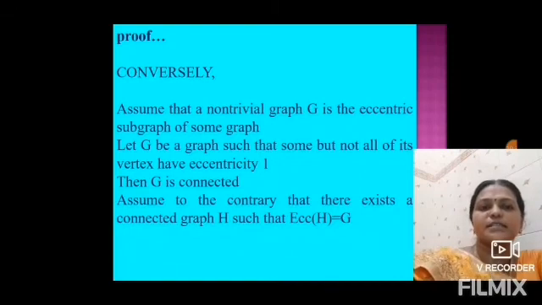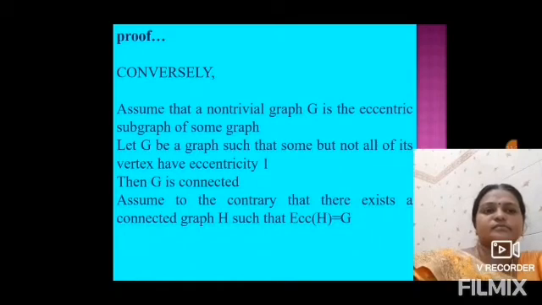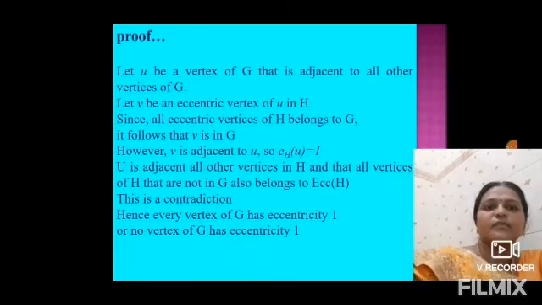Let's go for the converse part. Assume that a non-trivial graph G is the eccentric subgraph of some graph. Let G be a graph such that some but not all of its vertices have eccentricity 1. Then G is connected. Assume to the contrary that there exists a connected graph H such that ECC of H is equal to G. Let U be a vertex of G that is adjacent to all other vertices of G.